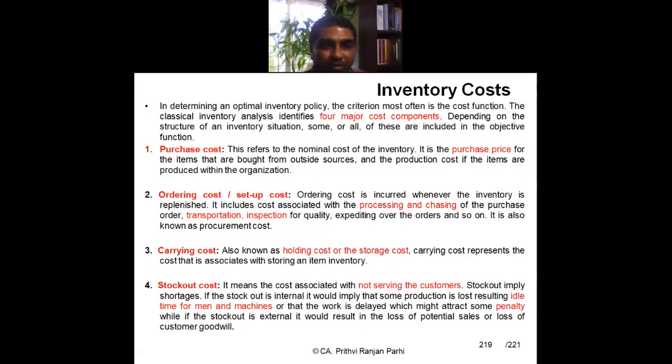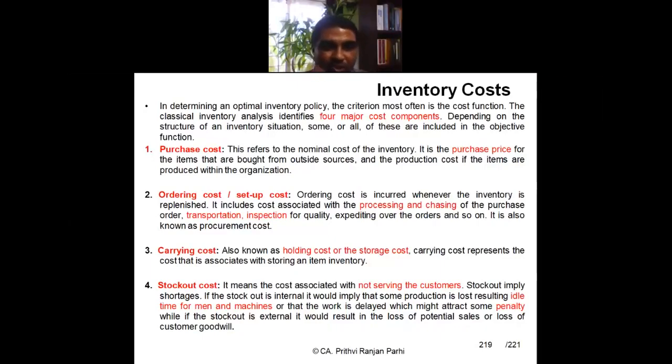First of all, purchase cost. When you purchase inventory, you have to pay the price for that. That is the purchase price. That is called purchasing cost. Ordering cost: when you place an order, you have to incur some cost for transportation, inspection of quality, or processing the order itself, or for chasing the order. That is called ordering cost or setup cost. To set off a particular order, you have to incur that kind of cost.